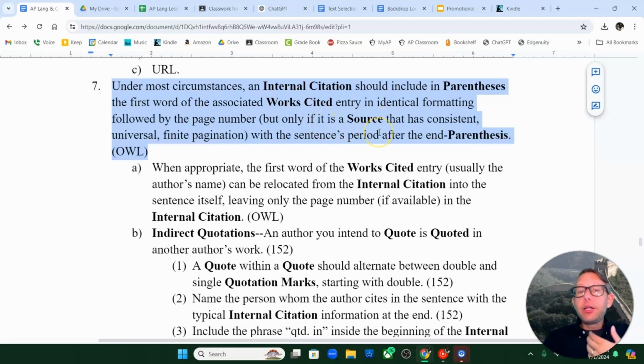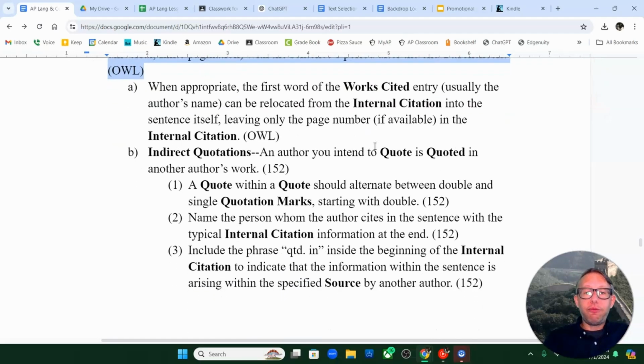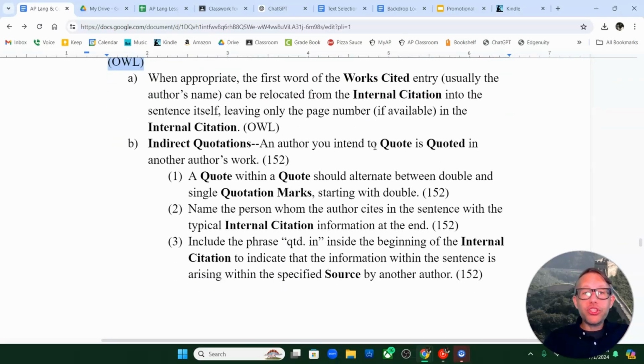And then, of course, as it concludes here, the sentence's period will be after the end parenthesis, okay? That's pretty basic and straightforward in that case, all right? So, some additional things to talk about when we're talking about internal citations.